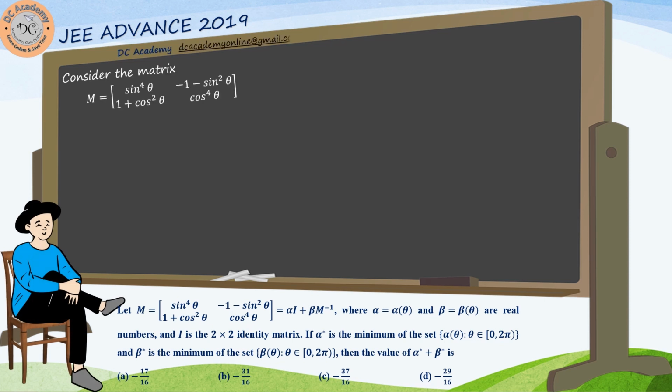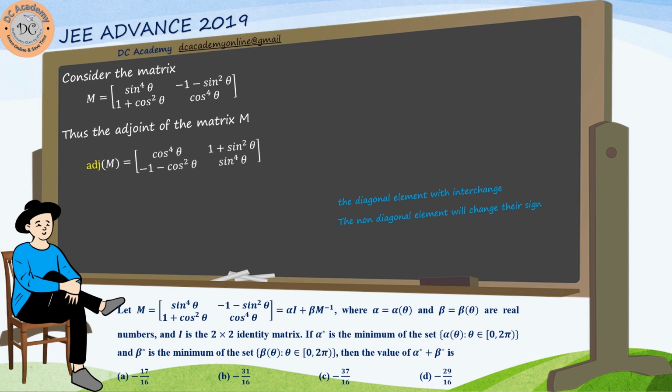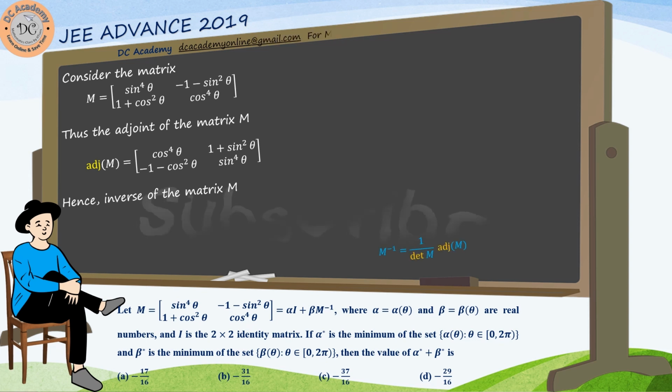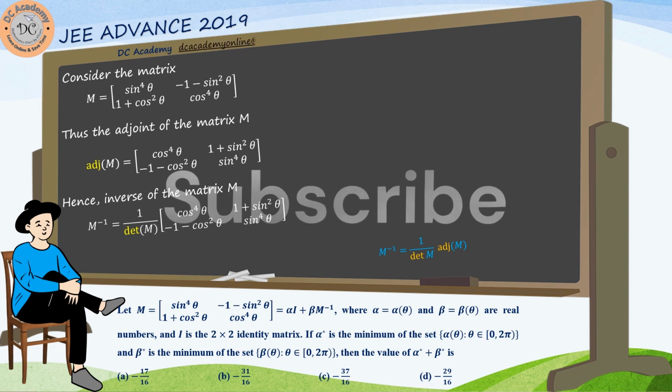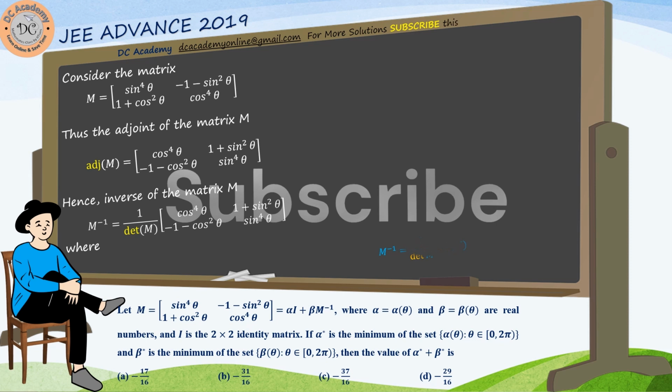So here we consider the matrix M, and the adjoint matrix will be given by interchanging the diagonal elements, and the non-diagonal elements we multiply by -1. So therefore we obtain the adjoint of M. We recall that M inverse is 1 by determinant of M into adjoint M. So therefore we get M inverse in a straightforward way.